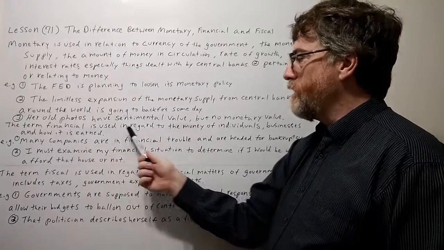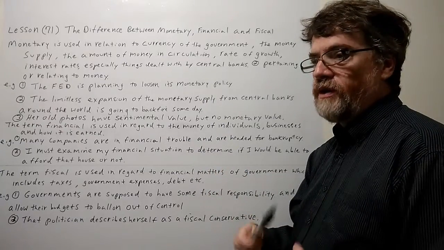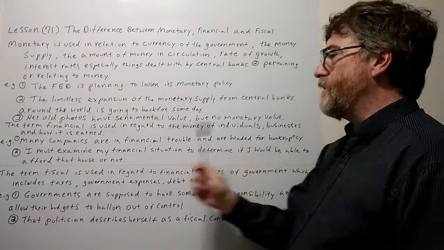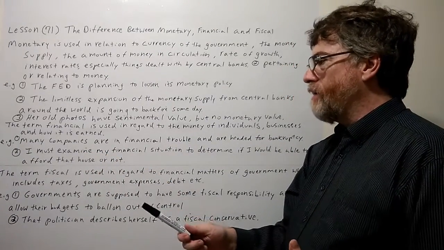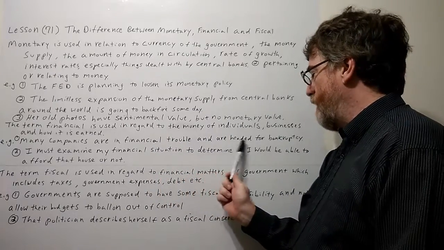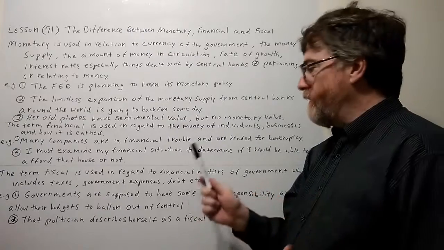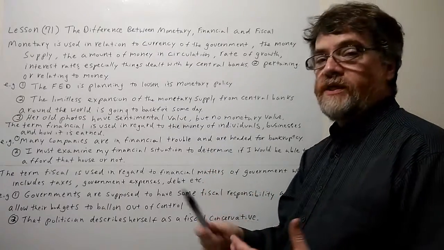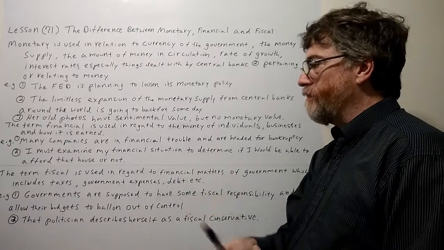So let's look at the next one. The term financial is used in regard to the money of individuals. Individual people, they earn their money. Businesses and how it is earned. Okay, good. So many companies are in financial trouble and are headed for bankruptcy. So again, individual businesses, we will tend to use financial, their financial situation, their financial trouble.